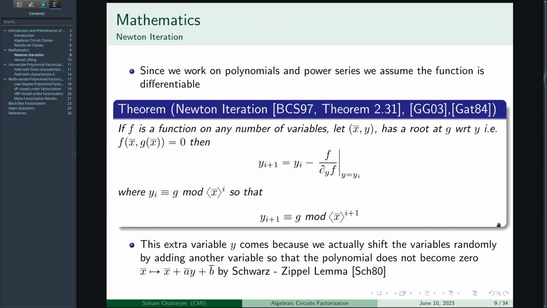Now, before we go to factorization, we will mention some mathematics. Basically, two specific tools which we need: Newton iteration and Hensel lifting. Both these theorems basically approximate things. Newton iteration mainly approximates a root, and Hensel lifting approximates the polynomial in a factor, you can say.